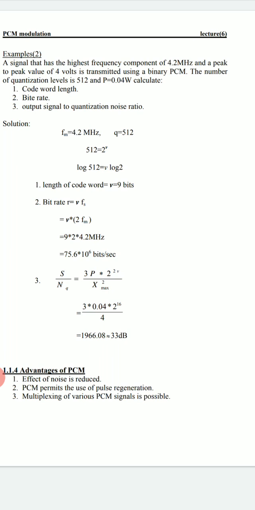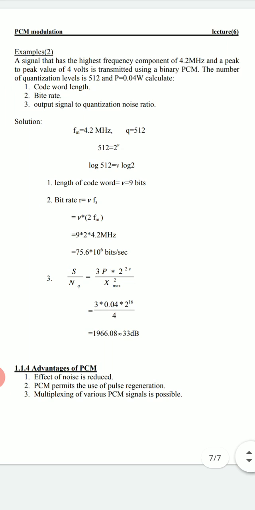You can write it in dB or you can take that value as it is. If you are supposed to take it in dB, you can use 10 log 10, so you will get the value in dB. Or 20 log 10 of that value, so you will get that value in dB.